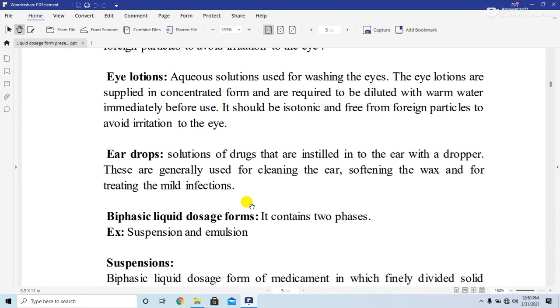Thank you so much for watching my lectures. This lecture was about liquid preparations, especially the monophasic dosage forms. And inshallah, in my next lecture, we will discuss the biphasic liquid dosage forms, which are two-phase systems. So, inshallah, in my next lecture, we will talk about the biphasic liquid dosage form, and this lecture will be continued.